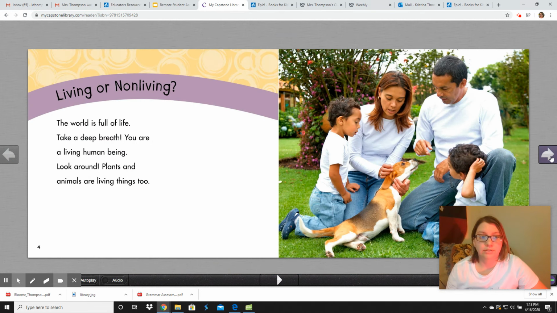Living or non-living. The world is full of life. Take a deep breath. You are a living human being. Look around. Plants and animals are living things too. So on this page, we have some people, a dog, we have some plants. All of those things are alive. These people are alive, their dog's alive, the grass and the flowers are alive.